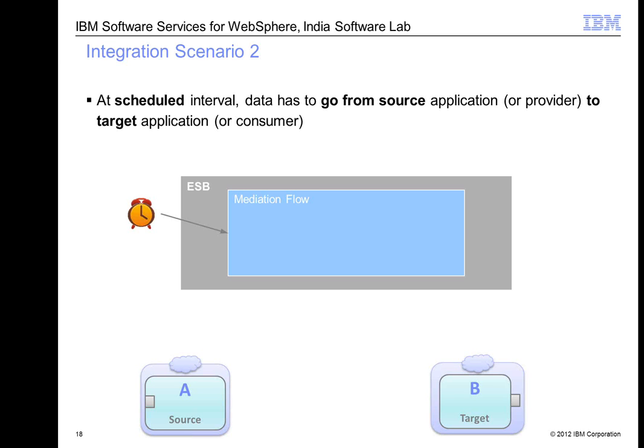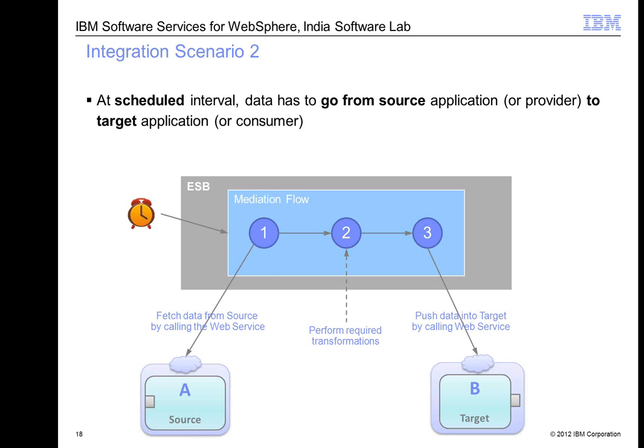Once it is called, then mediation flow will, step number 1, fetch the data from source by calling the web service. Once it has the data, it will apply some transformations which are required, and then step 3, it will push this data in application B by calling the web service of application B. So pull from A and push into B, and in both cases by executing the web service.